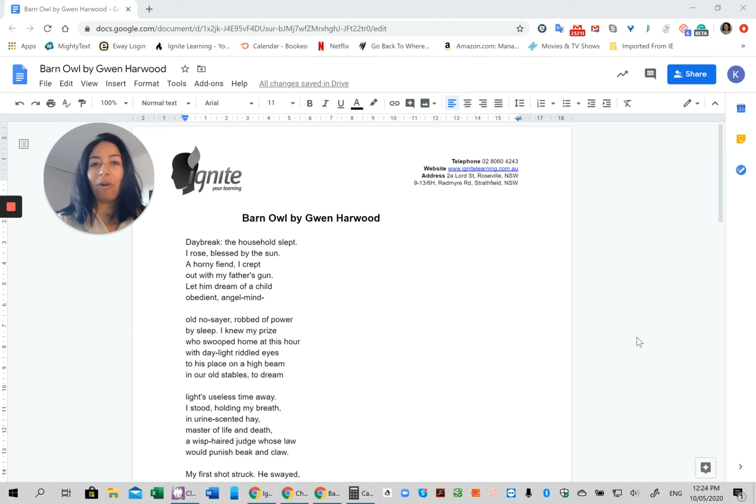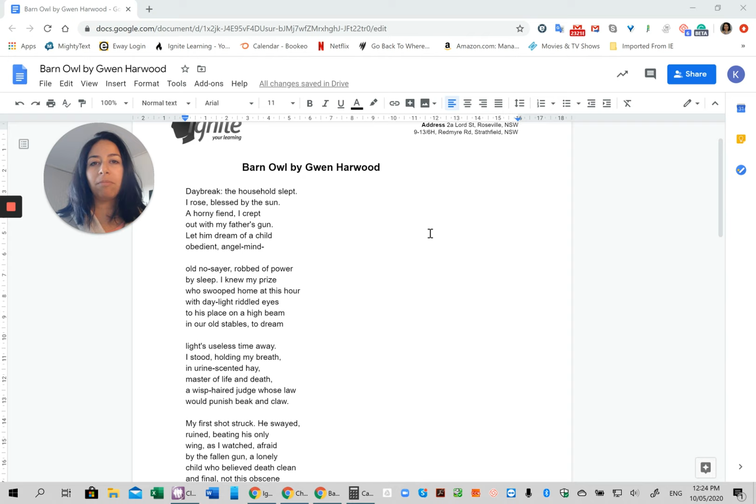So if we have a look here, obviously, if you read through the poem, it's all about a girl who is super innocent, and then she thinks that she can take matters of life and death into her own hands without fully understanding the ramifications of that. And she shoots an owl with her father's gun, and it's just pretty awful.